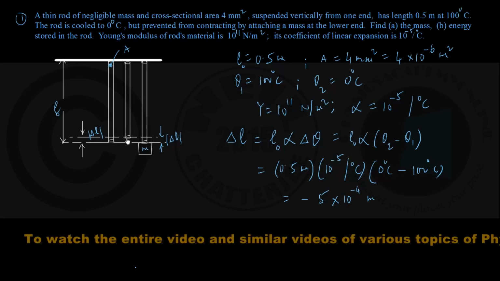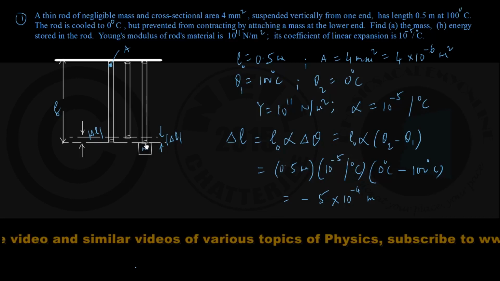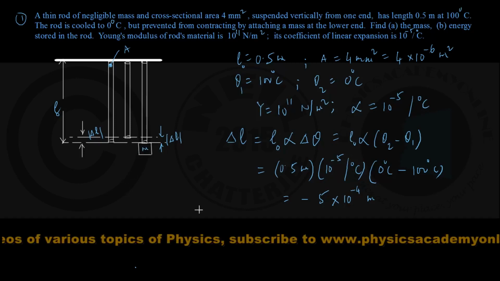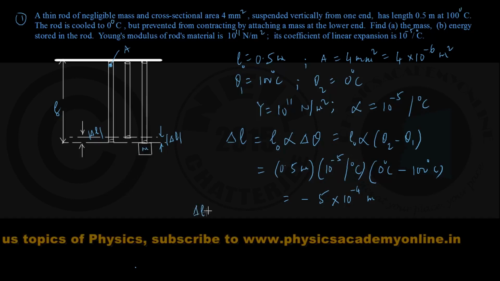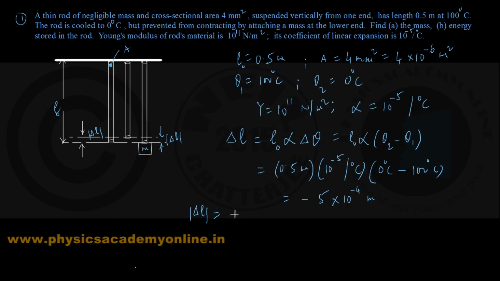Therefore, the corresponding expansion caused by the tensile force produced by the force of gravity on the block must be equal to modulus of delta L. Contraction and expansion must be equal in magnitude, that is plus 5 into 10 to the power minus 4 meter. Understand this.